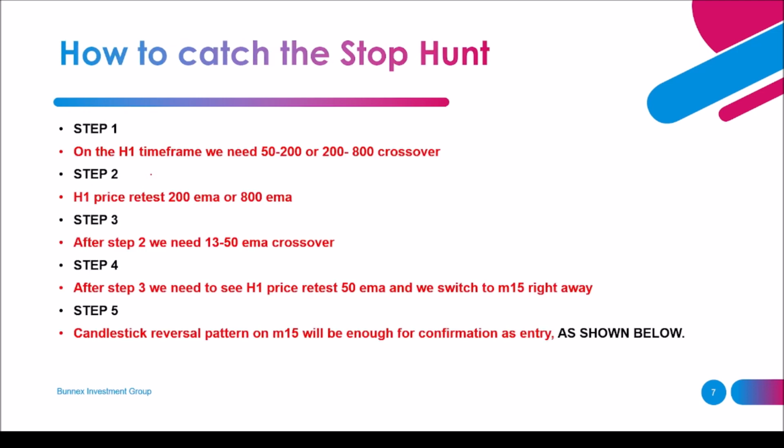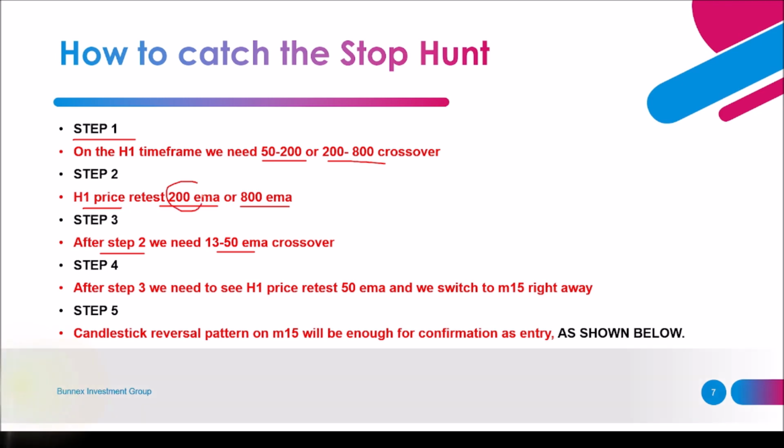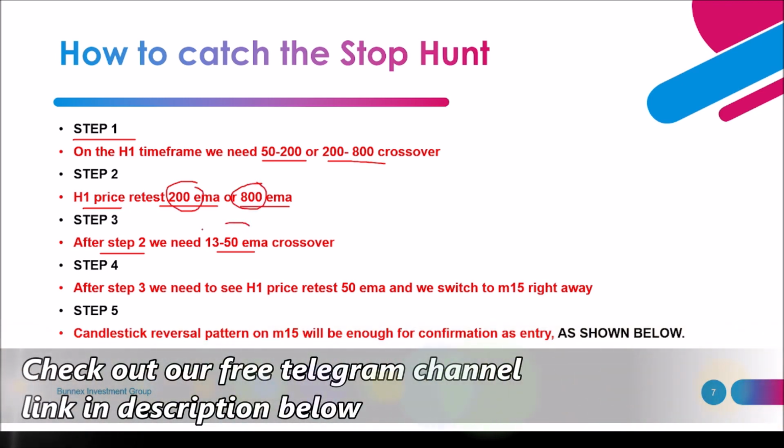So here are the steps of getting into the market. Step 1, on the H1 time frame, we need to see either a 50-200 EMA cross or a 200-800 EMA cross. Step 2, we need to see H1 price retest on the 200 EMA or 800 EMA. Then step 3, after price retests the 200 or the 800, we need to see a 13-50 EMA crossover afterwards.